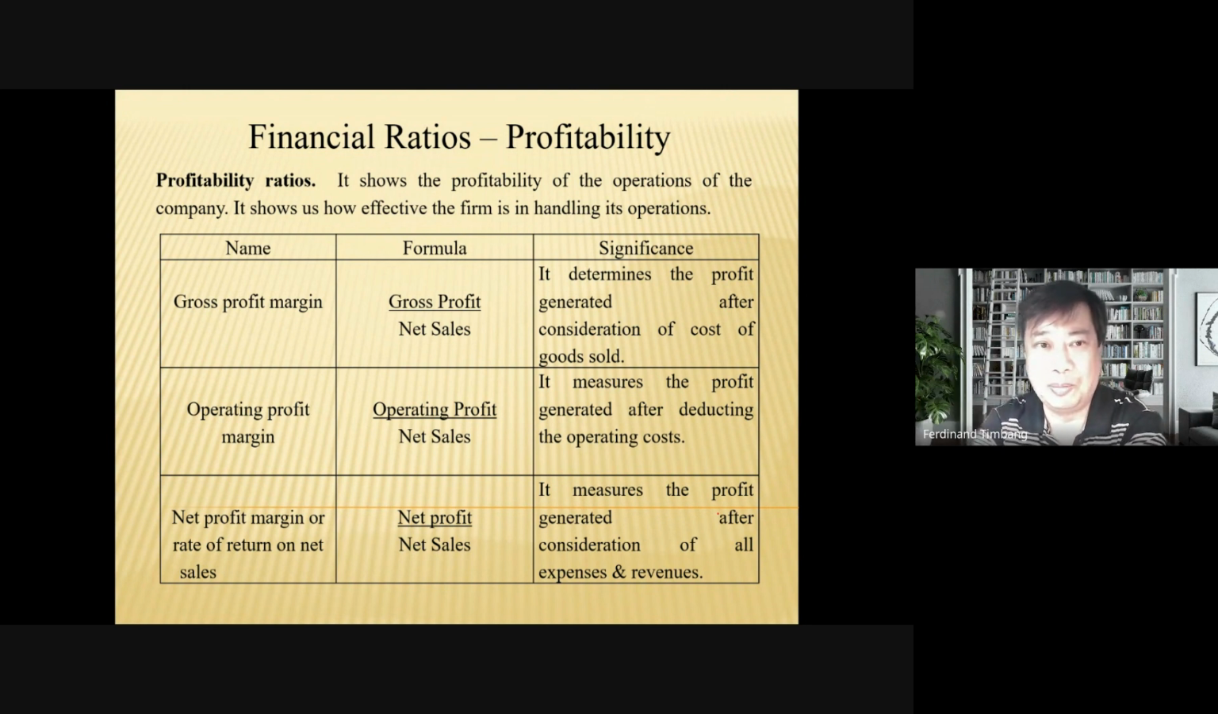So maybe you may have to look for another source of supplier. O kaya naman, baka masyado kang maraming inventory na tinatabi na hindi naman sellable, na hindi naman nakocover ng gusto ng sales. So, yan yung mga pwedeng pang-analysis for this one. So, yung profitability ratio natin.